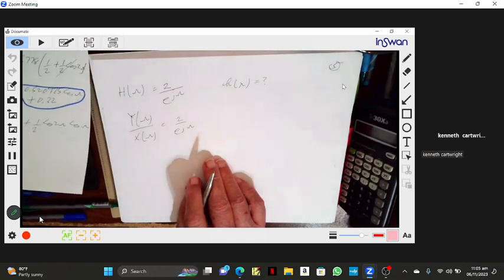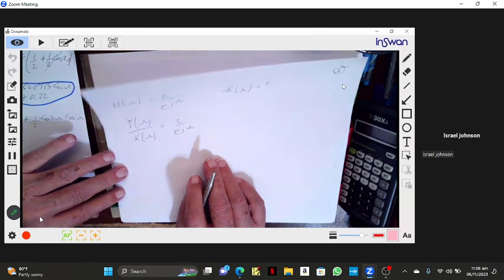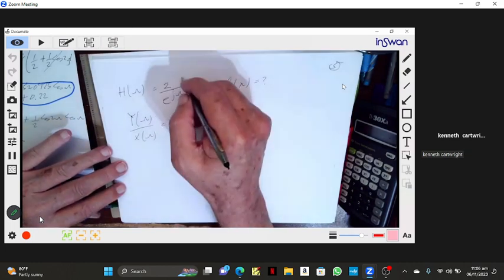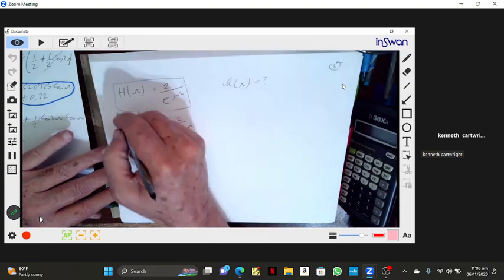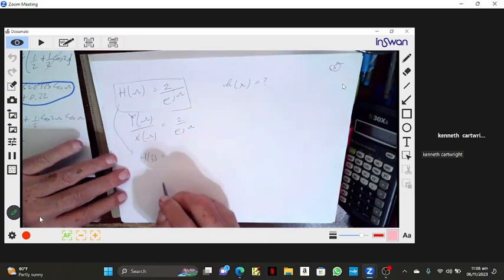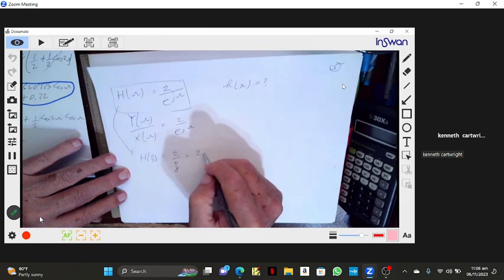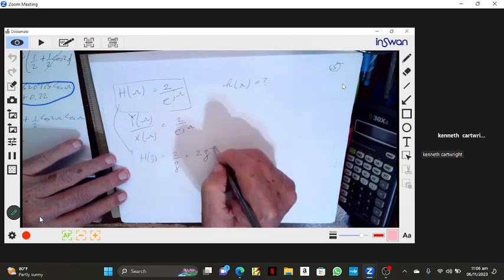H of n, which is the impulse response, equals z inverse of h of z. And in order to find h of omega, you would have h of z. So could we reconvert h of omega back to h of z? All right, let's do that. So let's find h of z. And what is h of z, Mr. Johnson? That'd be 2 over z, or 2 times z to the negative 1.